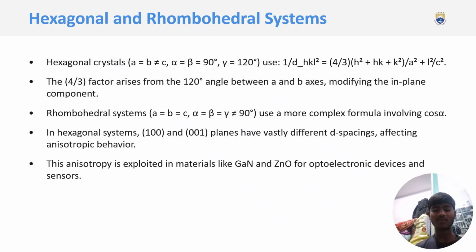Rhombohedral systems, a equal to b equal to c, then alpha equal to beta equal to gamma not equal to 90 degrees, use a more complex formula involving cos alpha. In hexagonal systems, 100 and 001 planes have vastly different d-spacing, affecting anisotropic behavior.